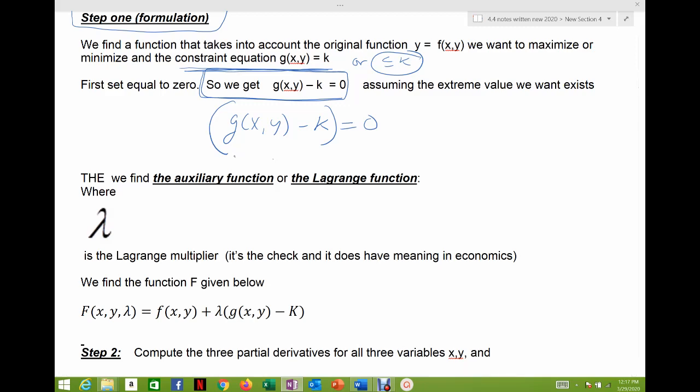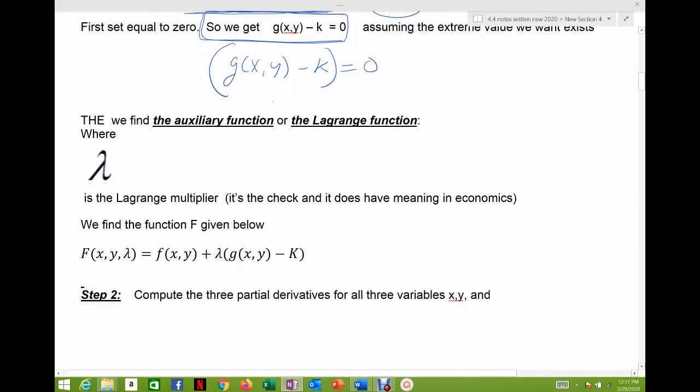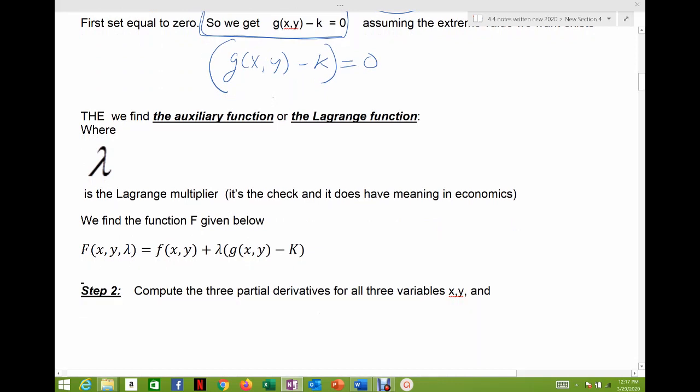All right, and so I'm going to create what's called the Lagrange function or auxiliary function, where I'm going to introduce the Lagrange variable. All right, lambda, this Greek letter lambda here, is the Lagrange multiplier. It does have meaning in economics. Again, we don't do anything with it in this class. We're just going to find it.